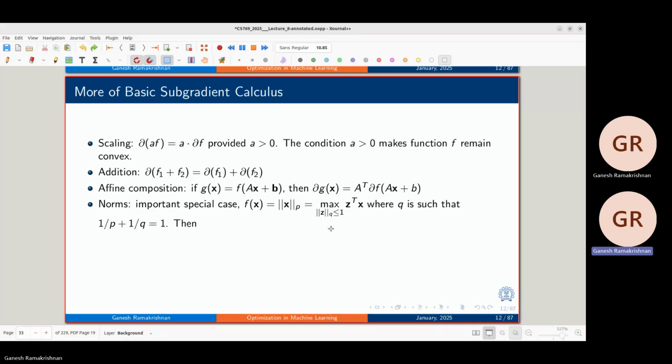And Holder's inequality says, well, a way you can define the P norm is you take max. Is this visible in green or no?